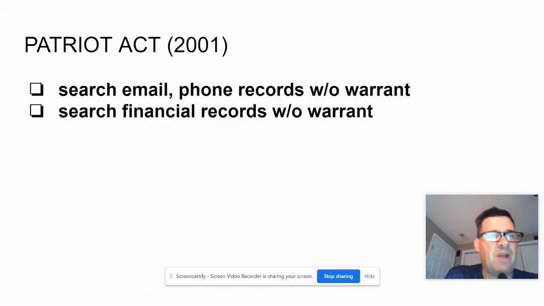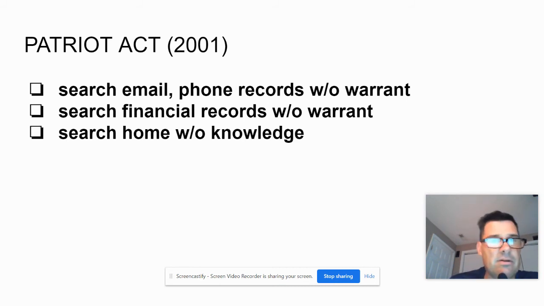All right. So, search financial records without a warrant. It allowed them to do that. They could look at your bank records, see if there were any funny deposits in your bank. And the question is, are your financial records part of your papers, and therefore is this going against the Fourth Amendment?